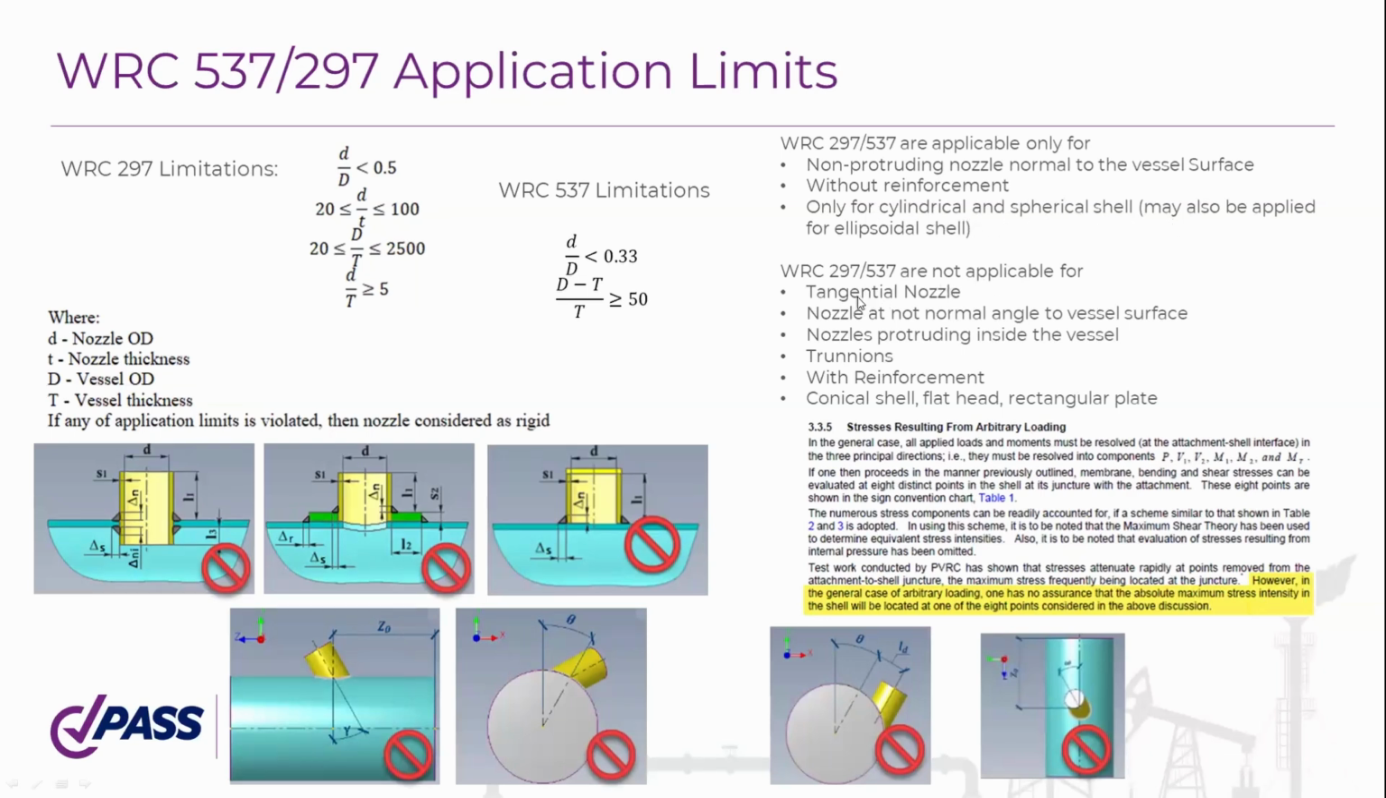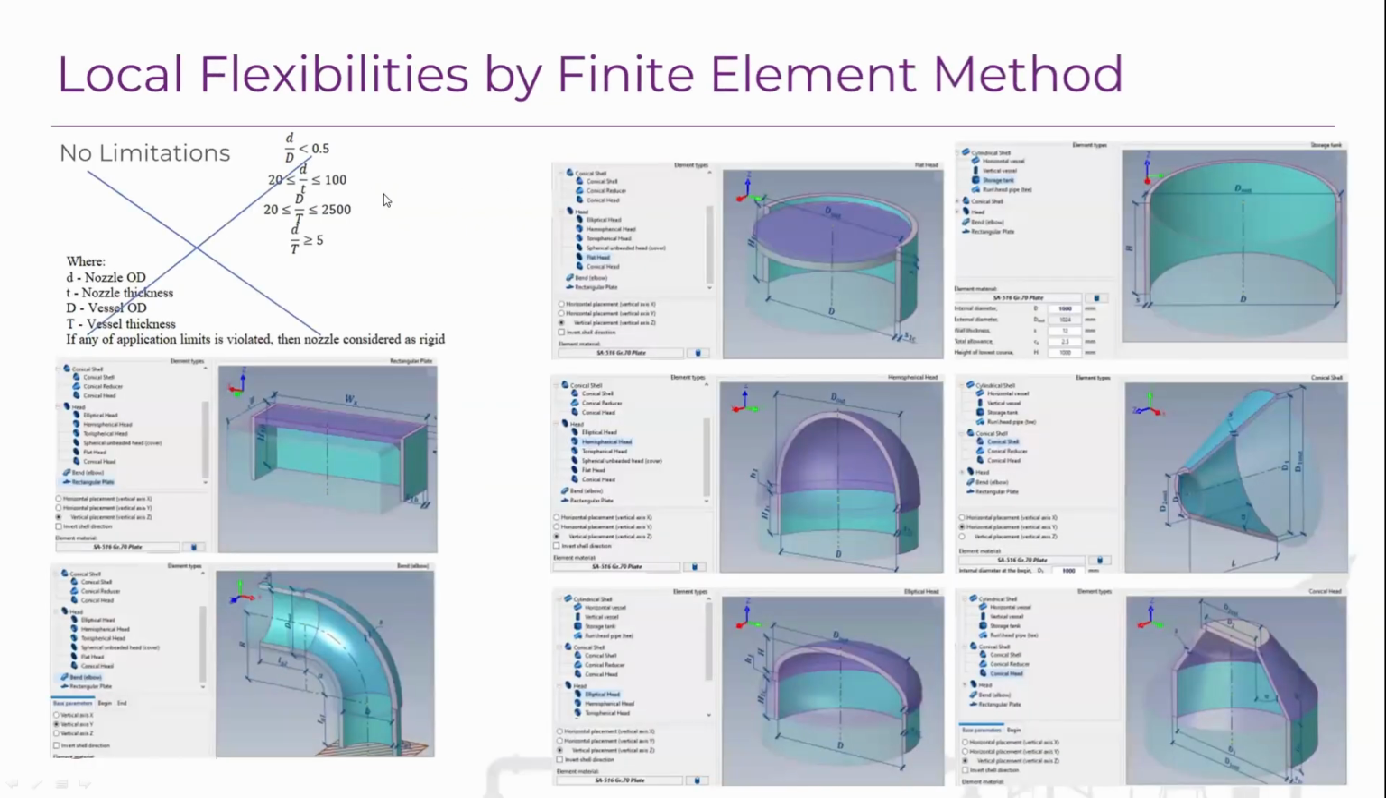So it is not applicable for a tangential nozzle, a nozzle at a non-normal angle to the vessel surface, a nozzle protruding inside the vessel, trunnions with reinforcement, conical shells, flat heads, or rectangular plates. So there are a lot of limitations. But with Pass Nozzle FEM software, you can overcome all the limitations.